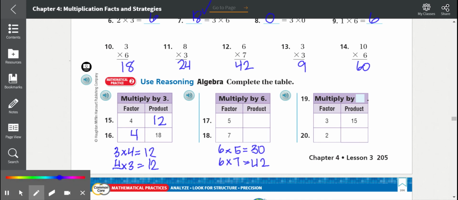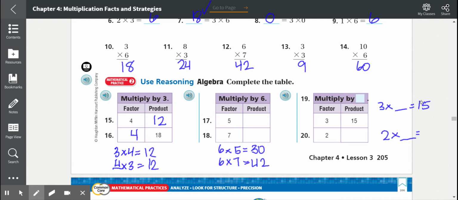Okay. All right, so this one, we don't know what we're multiplying by, but we know we have 3 and 2. So we know it's 3 times what equals 15. And then this next one is 2 times what equals. So first let's do this one so we can figure out what number goes here. So 3 times what is 15?